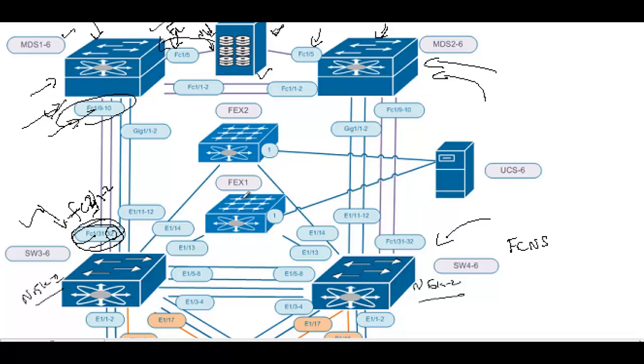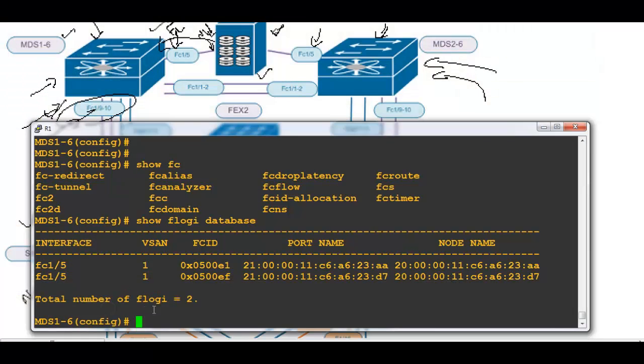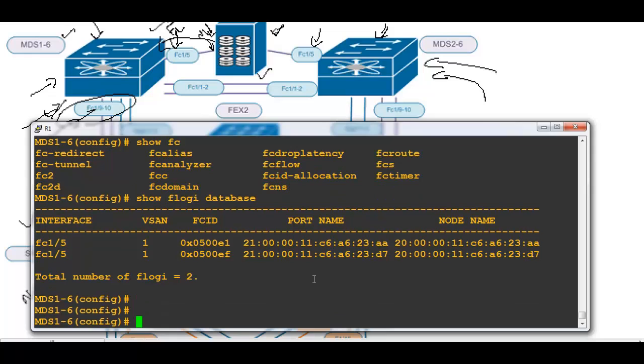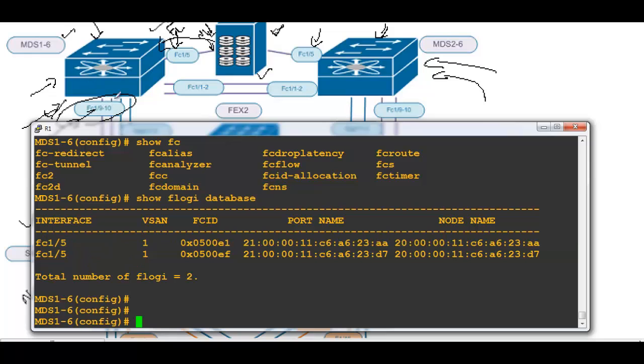Okay, so now I'll start from this one. What interface do I need to put in vSAN 100? Interface FC 1/5 only. These two interfaces are trunking interfaces, so no need to worry. So I'll say interface FC 1/5. No, before that.